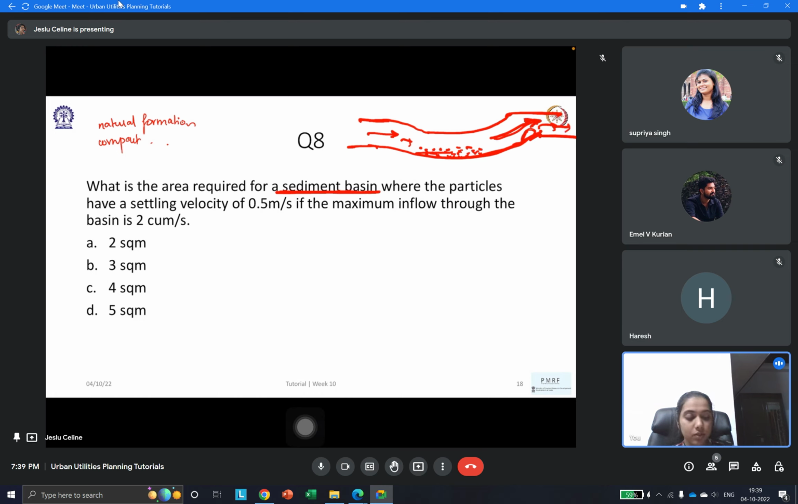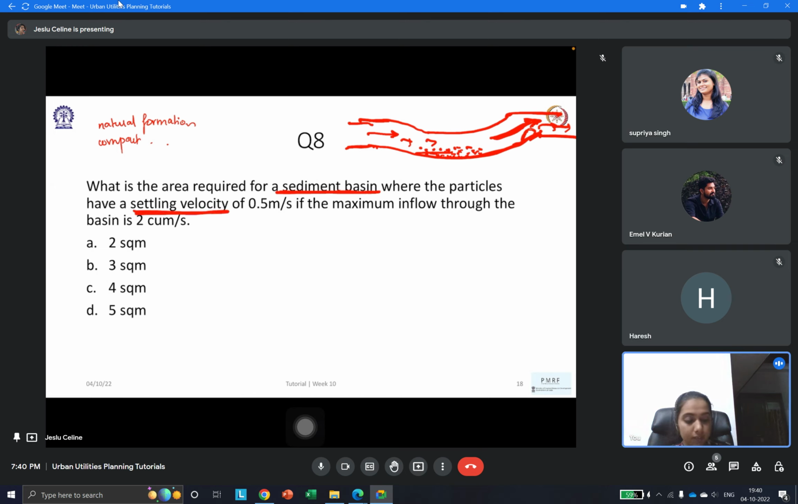For this to happen, you need to consider certain factors. For instance, what are the particles which are coming, and at what velocity do these particles settle down? If a particle has a lower mass, then at very low velocities it will probably settle down. But if it has a greater mass, then it will settle down only at a different velocity. So a settling velocity is associated with each particle. And also, what is the inflow which is coming in?